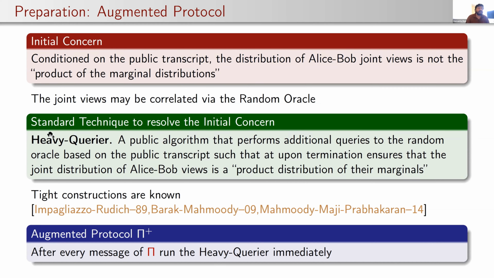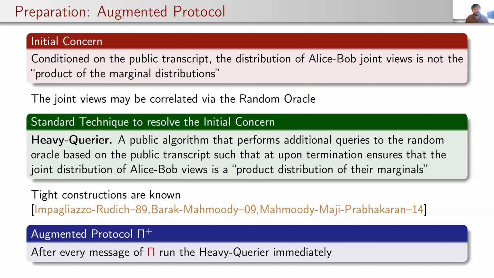There are by now standard techniques to remove the correlation between Alice and Bob. These algorithms are called heavy queryers. And what you do is that you perform additional queries to the random oracle. And given the answers to these additional queries, the correlation between Alice and Bob's private views is broken. Let me emphasize the subtlety here. What I'm saying is the following. Before a heavy query starts, we can assume that Alice and Bob's views are independent, conditioned on the public transcript.